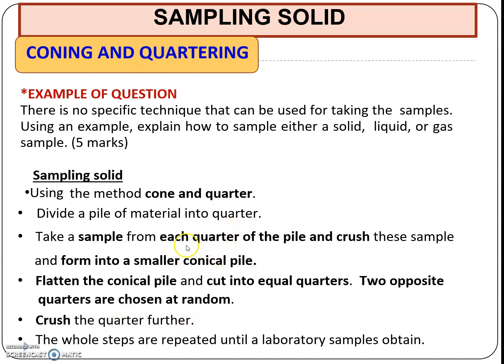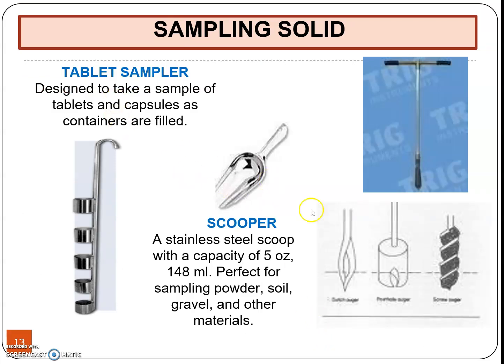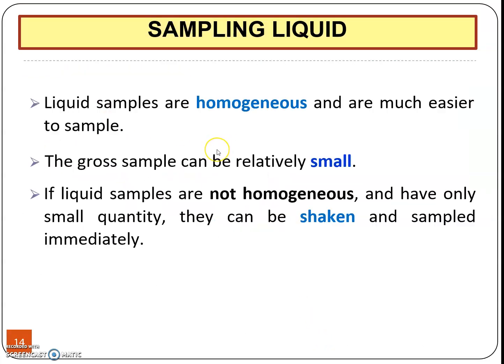Okay, kita ambil sample and then crush, form cone, and then flatten it, cut into quarter again, take two opposite chosen at random, crush sampai kita dapat small sample. So that one is lab sample. Okay, baru buat analisis yang seterusnya. This one just the apparatus.